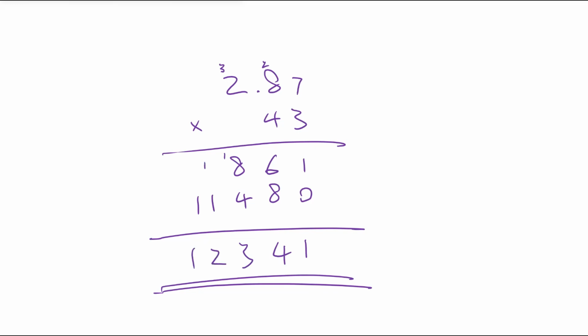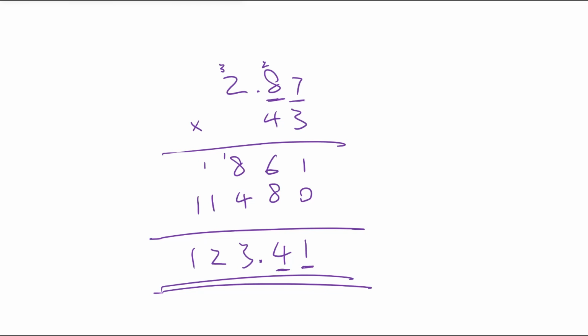Now, our answer is not 12,341. Here's what we do when decimal numbers are involved. We count how many decimal places are there in the question. Well, we have 1 decimal place, 2 decimal places. Any more? Nope, that's it. The entire question has 2 decimal places. So we make sure our answer has 2 decimal places. There's 1 there, there's another one there, and then we have our decimal. So the answer to 2.87 times 43 is 123.41. Decimals do not mess things up.